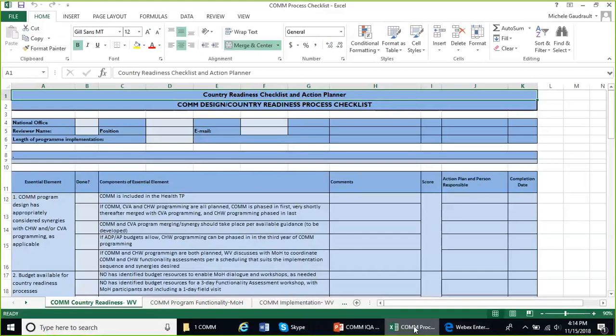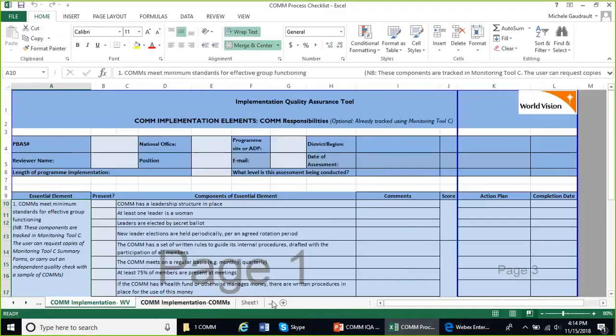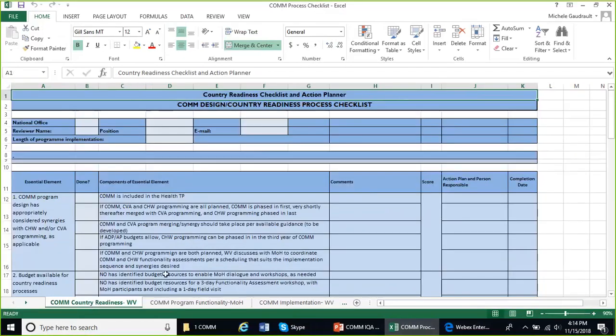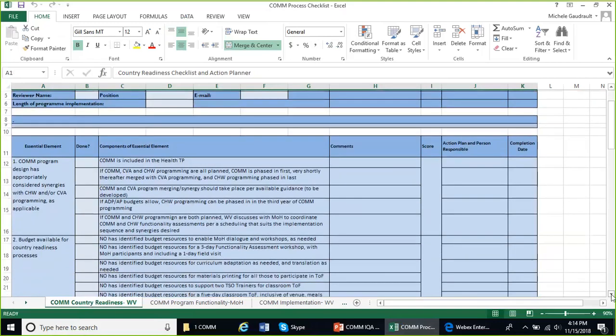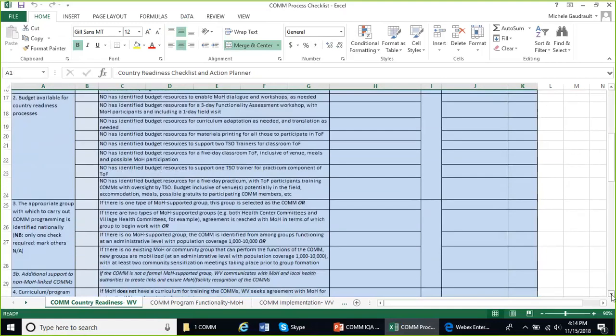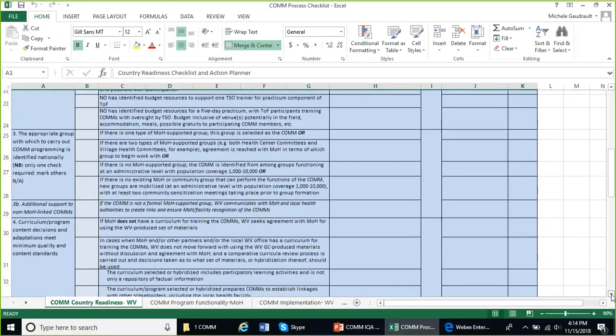Okay, so once again, here's the IQA. Once again, it's got 4 tabs, okay, as I was just explaining to you. The first tab being this country readiness process that needs to take place front end and is the responsibility of the World Vision National Office Health Manager.